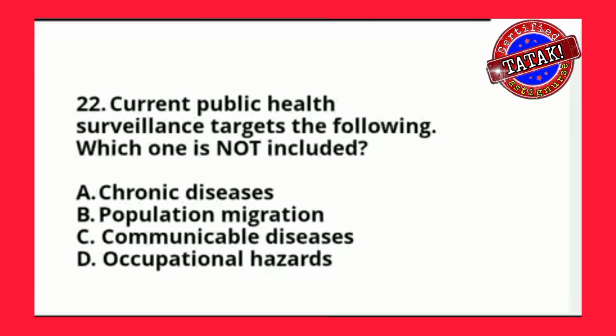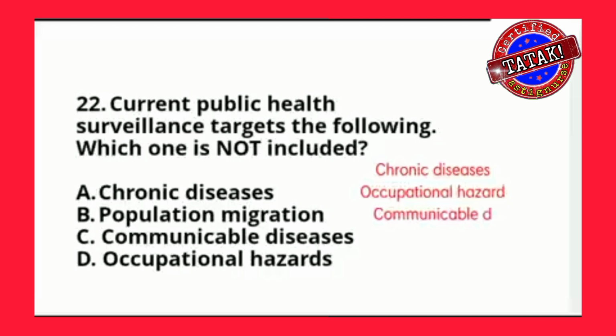Again, so in your question number 22, ang hinahanap ulit natin dito is a negative answer. So, not included as a target of your public health surveillance. So, take note, ang tatandaan natin lagi kapag ang tinatanong is yung target for your public health surveillance, we have your mnemonics, okay? Ang mnemonics natin is the COC mnemonics. Ano ba yung COC? COC stands for your C, chronic diseases, O for your occupational hazards, and the last C is your communicable diseases. So, ang hindi kasali sa ating target for your public health surveillance here is your letter B, population migration, okay? So, the correct answer here is letter B.